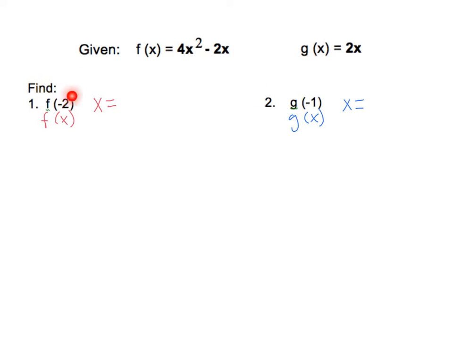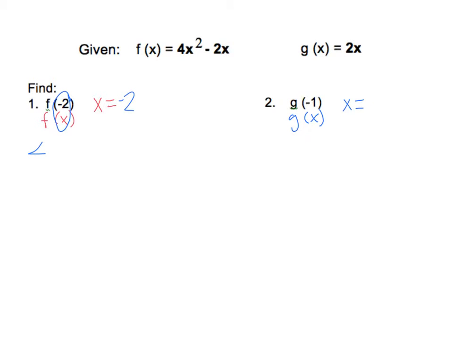So notice number 1 uses the f of x value, so therefore we're going to use this equation or this expression to get our answer. Now, I took the time to write f of x underneath because I need to write down what the value of x is equal to. It just makes my life easier. And x is equal to negative 2. So now all I have to do is actually plug it in.